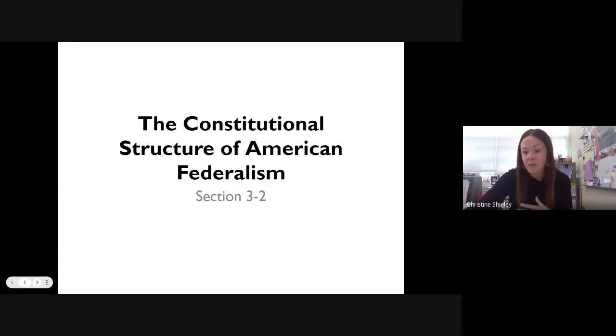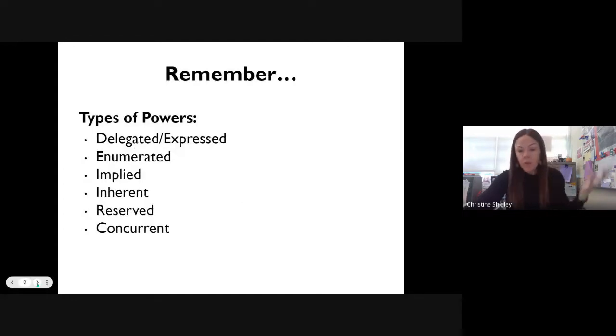Why do we have federalism? What in the Constitution lends itself to that? We talked about all the different types of powers last week. Delegated or expressed powers are given to the federal government in the Constitution, very specifically, they're listed. Enumerated falls under the umbrella of delegated or expressed, except enumerated powers are just given to Congress. Implied powers are powers that are implied from the Constitution. We infer those powers, and they come from the necessary and proper clause.